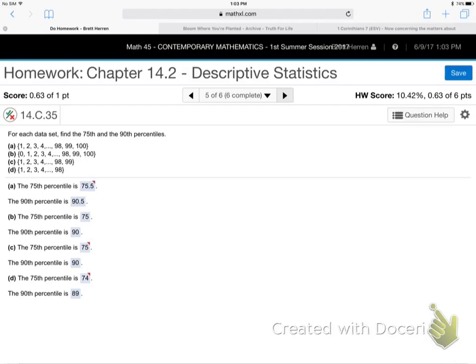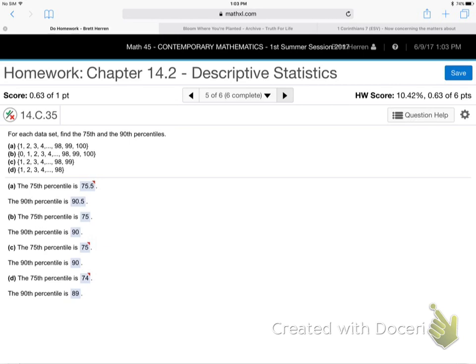Okay, so question A up there. 1 through 100. So they're gonna just kind of tinker with the data set. They're all similar with slight variations, right? The first one's 1 through 100, and part B is 0 through 100. Part C is 1 through 99. Part D is 1 through 98. So you're just gonna tinker with it, and you want to see if we can handle that.